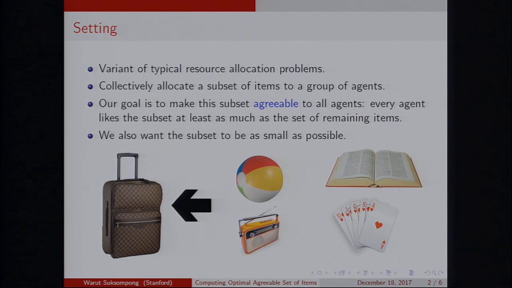Now, without further constraints, the problem I described so far would be trivial. Right? Since there's only one group, we can just allocate the whole set of items to the group. And so we impose a constraint on the size of the allocated set. So we want the set to be as small as possible.